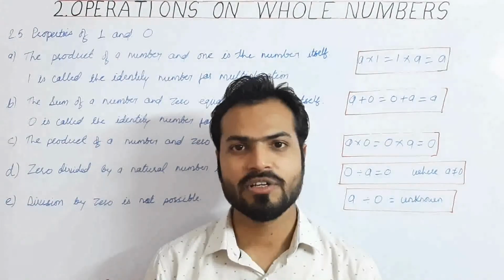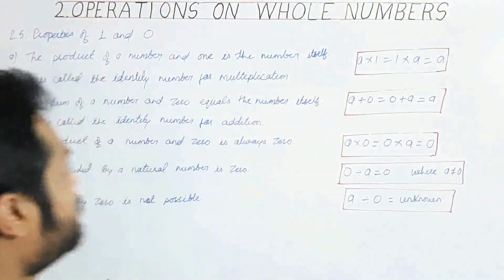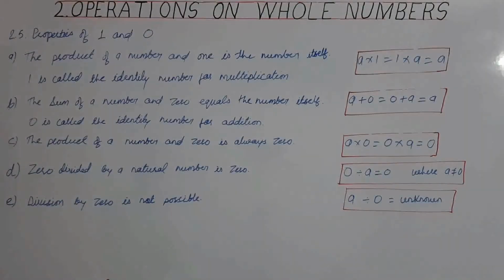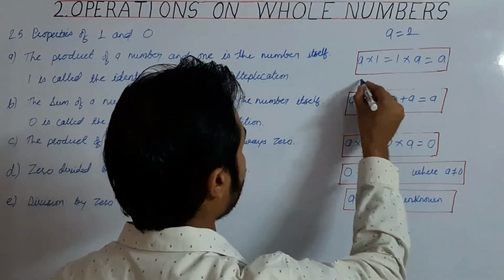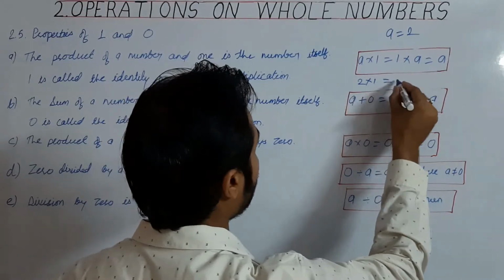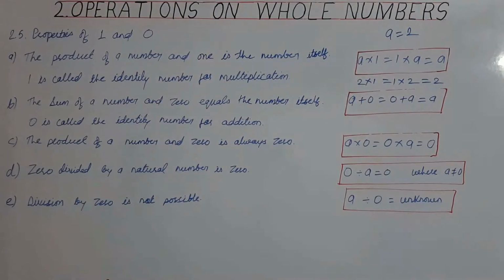Dear students, today we are going to learn about properties of 1 and 0. So let us begin with the first property. The product of a number and 1 is the number itself. In terms of a, a into 1 equals 1 into a equals a. Now assuming a equals 2, for check we will write 2 into 1 equals 1 into 2 equals 2 itself. So 1 is called the identity number for multiplication.